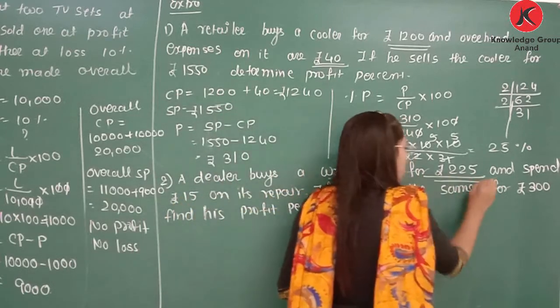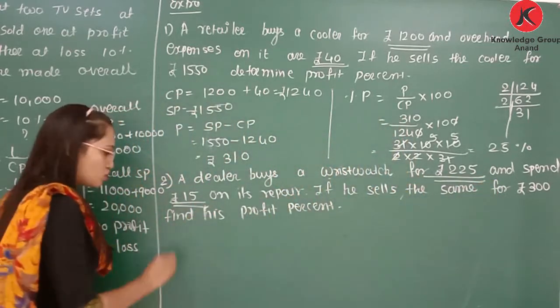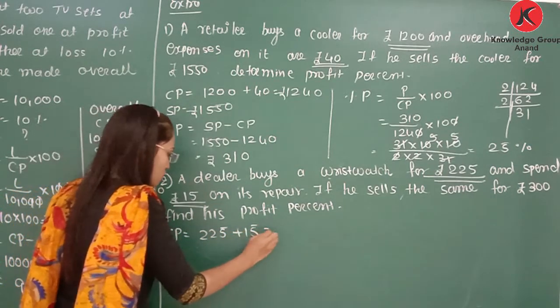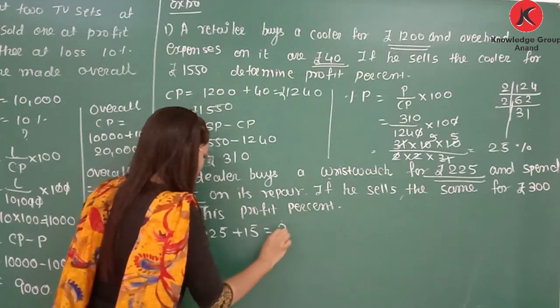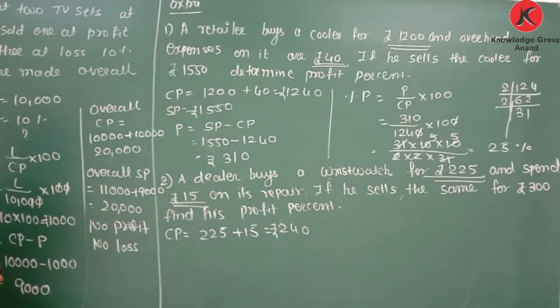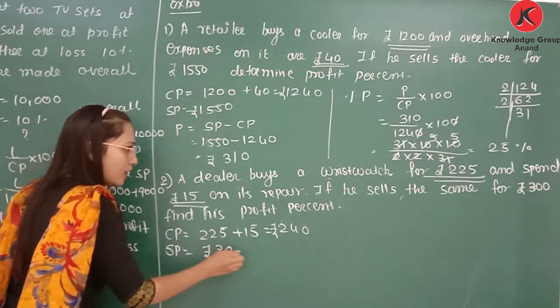Now next one. A dealer buys a wristwatch for ₹225 and spends 15 rupees. The wristwatch price is 225 and he spends 15 rupees on that. So cost price will be 225 plus 15, so that is 240 rupees. He sells the same for 300 rupees. Selling price is 300 rupees.